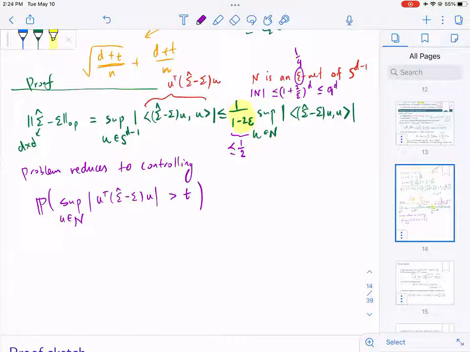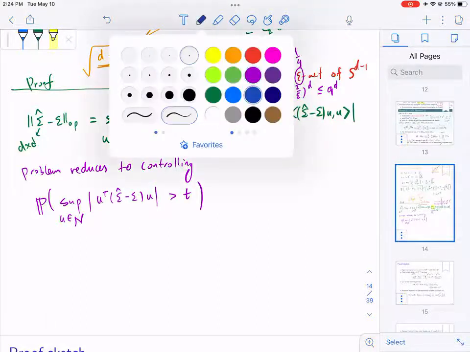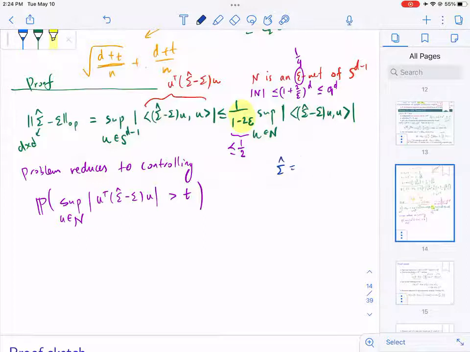So what would be the next step? Just to remind you what sigma is. Sigma hat is 1 over n, sum over i from 1 to n, of x_i x_i transpose, and sigma is just the expectation of any one of these. You're assuming they're IID. Yes, union bound. Let's do the union bound at the end because at this point it's just going to clutter, but that's the basic idea. So you union bound, but the problem then reduces to controlling one of these terms for a fixed u, right?